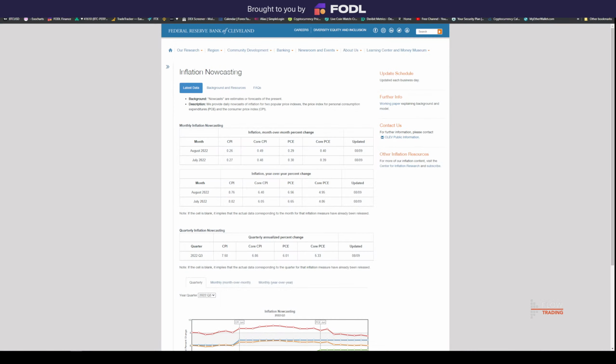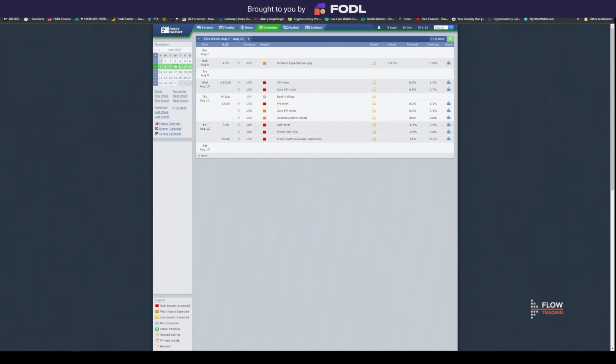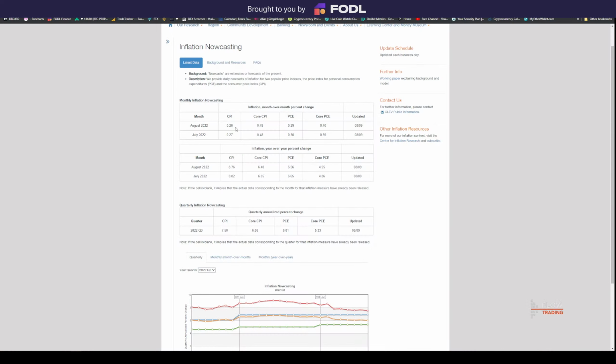Now, there's another website called Inflation Nowcasting, okay, which is actually part of the Cleveland Fed. So this is the Federal Reserve Bank of Cleveland, and they have a projection, if you like, for what is expected. Now, what is expected for July, which is basically the print that's coming out today, it says here for the CPI is 0.27, which is ever so slightly above what is forecast on this website. And for the core CPI, 0.48, which is slightly below what is forecast on this website. Okay, so nothing really extreme.